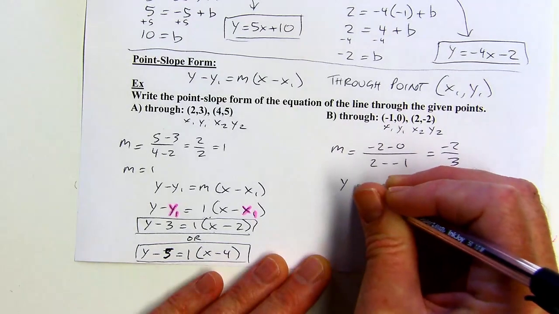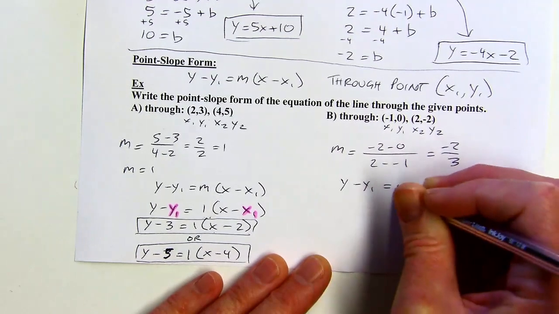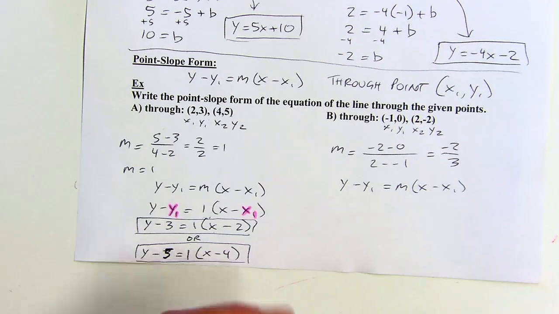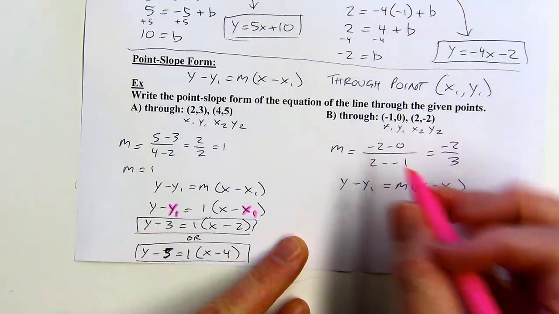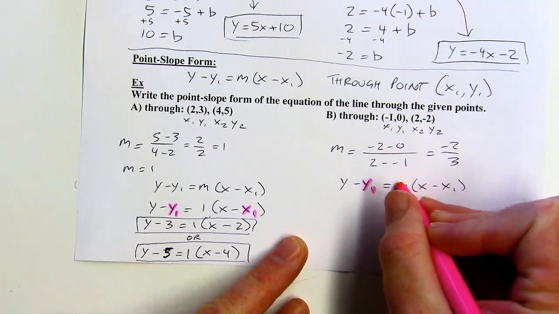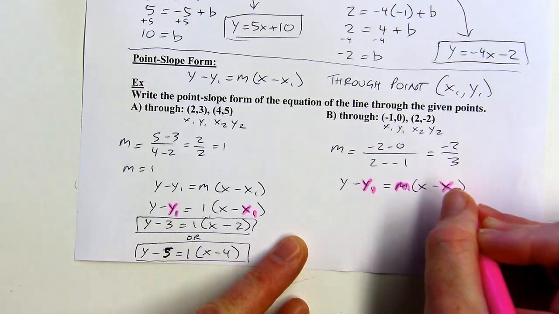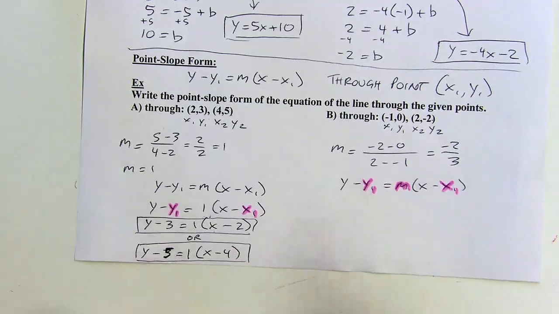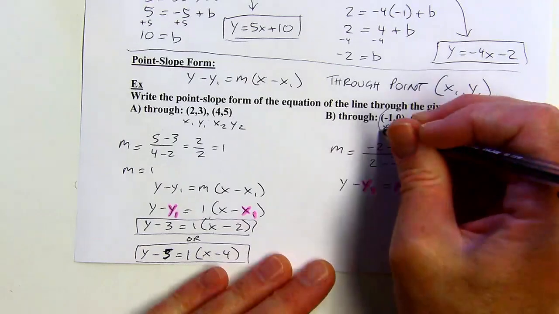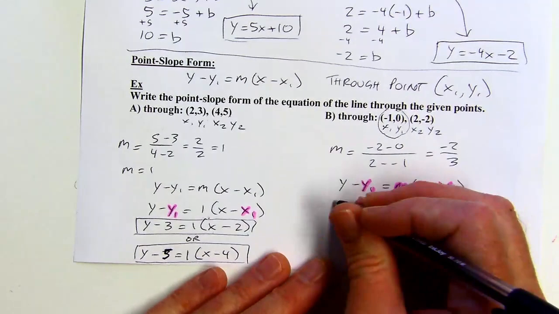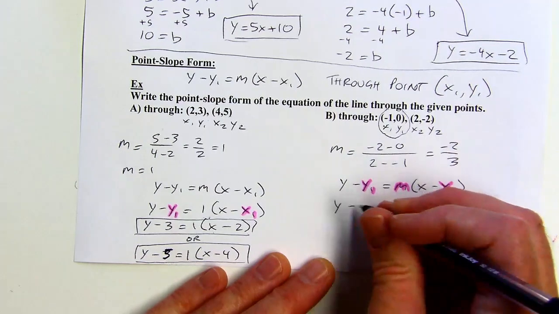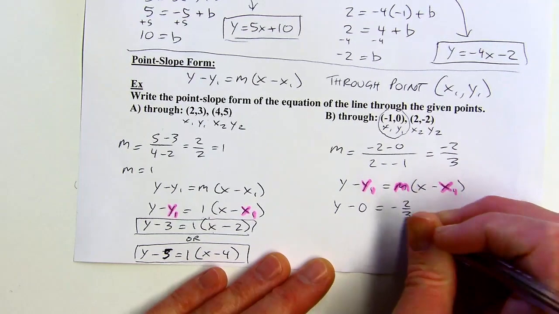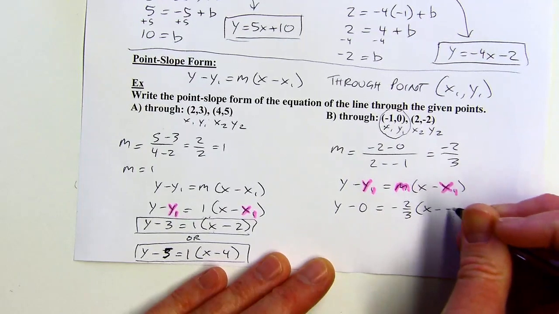Okay. And then I'm going to start plugging into the point slope form formula. Okay. I'm going to need to plug in 3 different things. I'm going to put them in all at once this time. Okay. So I'm plugging in the slope, which I just found out, but I'm also plugging in one of the xy pairs, and I'm going to use this one here. Okay, so my y sub 1 is 0, slope is -2/3, and then x minus -1.